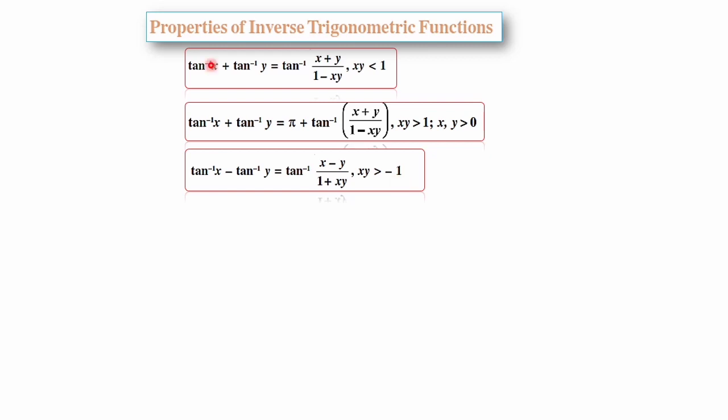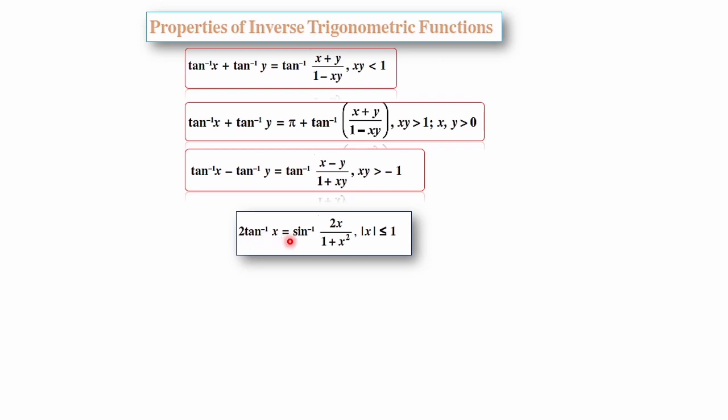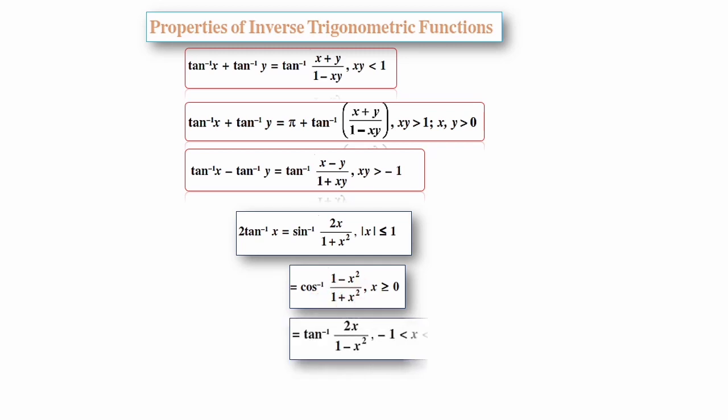So these are the three formulas regarding tan inverse x plus tan inverse y and tan inverse x minus tan inverse y. Next is 2 tan inverse x is equal to sin inverse 2x by 1 plus x square. Again the same for 2 tan inverse x, in terms of cos there is a formula, 1 minus x square by 1 plus x square. Next is 2 tan inverse x, again the formula tan inverse 2x by 1 minus x square. So these are the three formulas for 2 tan inverse x.